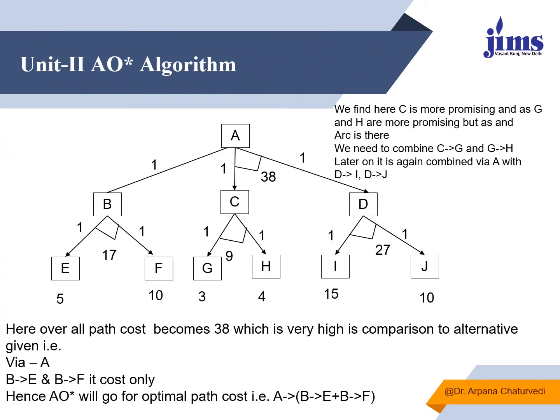So here is one more example of the AO star algorithm. This is a graph in which there is a node A, which is further divided into three nodes B, C and D. Then each node is further divided: B into E, F, C into G, H, and D into I and J.